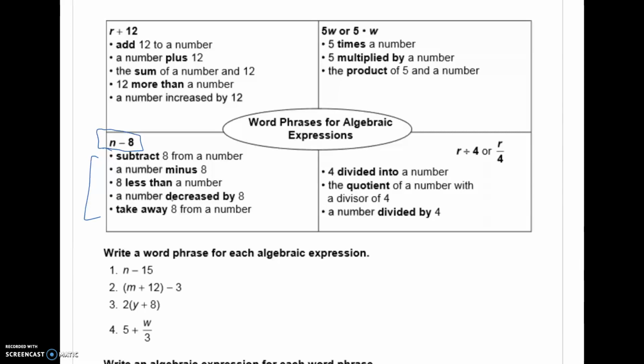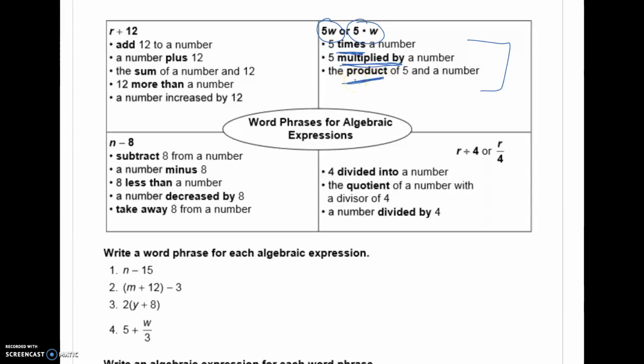ones. All right. So just keep that in mind, that you'll most likely see these throughout the year, but you may see other phrases and words that you just gotta sort of use your language arts skills here in math sometimes and try to figure some of this out. All right, multiplication. All right, so 5w or 5 times w. Here we go. 5 times a number. 5 multiplied by a number, or the product.